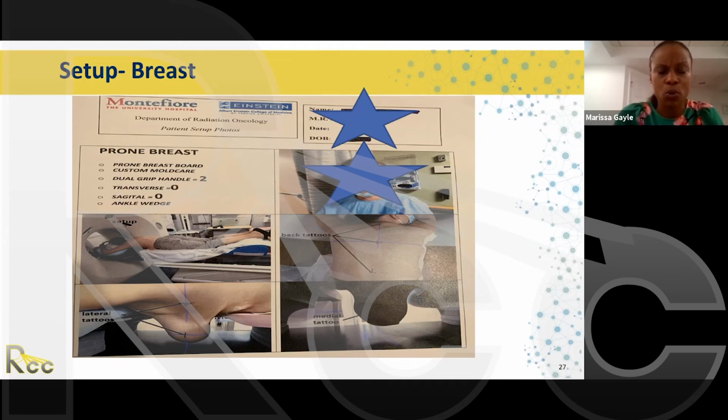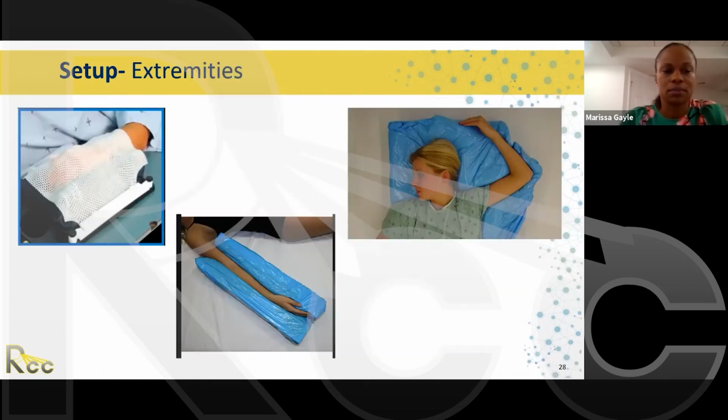For our prone breast setups, we'll make sure that the back has 3 tattoos. And then we'll make sure that this again is a biangulation. The patient has a tattoo on the medial and on the lateral aspect of the breast. That will be the ISO, and then we will do 100 SSD setup. Then we have extremities.